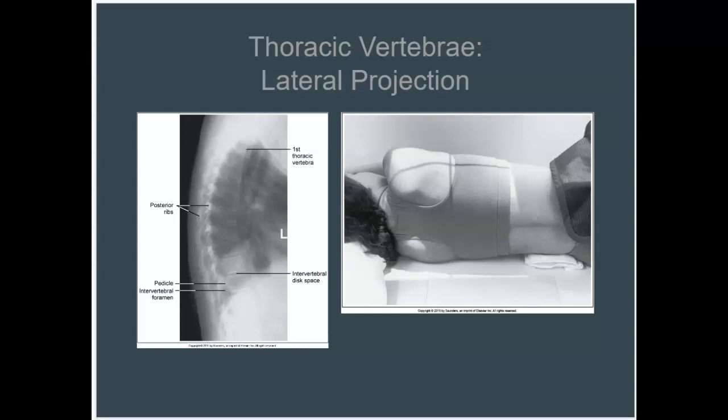The 7th thoracic vertebra should be demonstrated at the center of the exposure field. In order to achieve that centering, you need to center a perpendicular central ray to the inferior angles of the scapula, which is in line with T7.